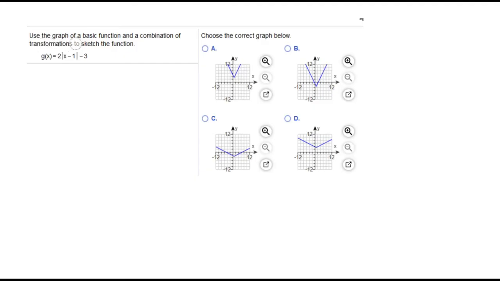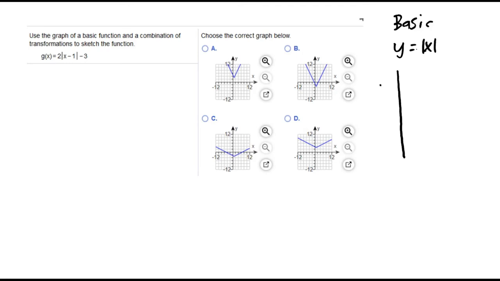This question says, use the graph of the basic function and a combination of transformations to sketch the graph. We have the function g of x equals 2 times the absolute value of x minus 1, minus 3. So we want to start off with the basic graph of y equals absolute value of x.